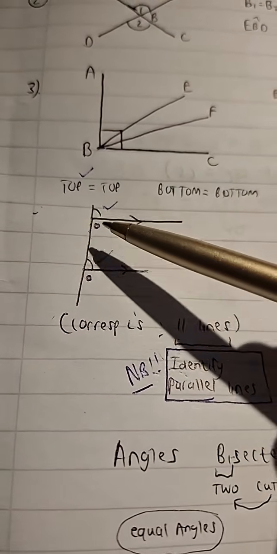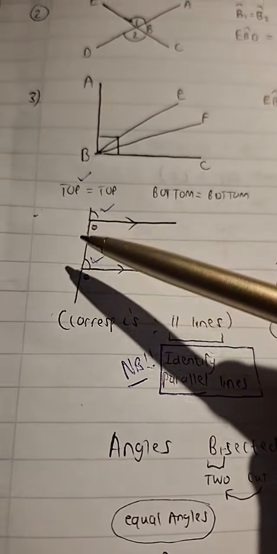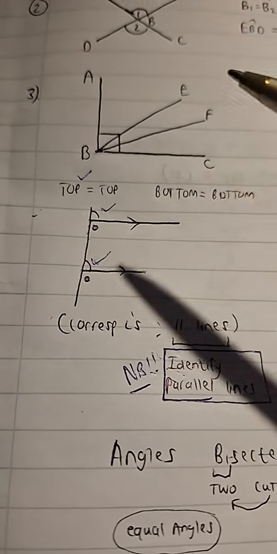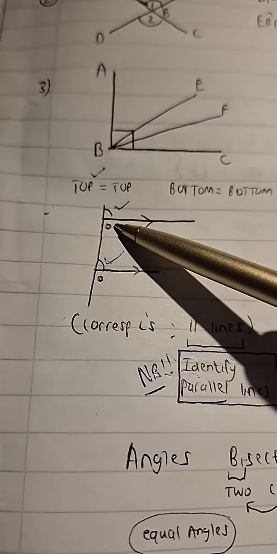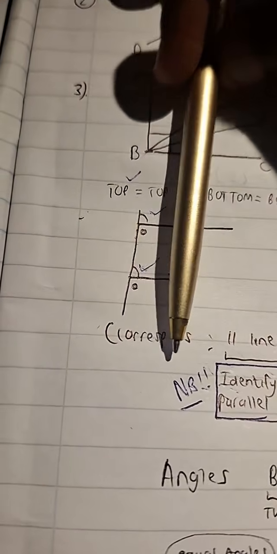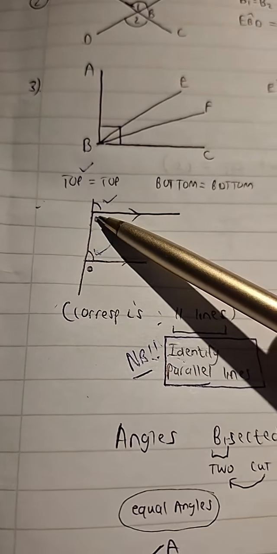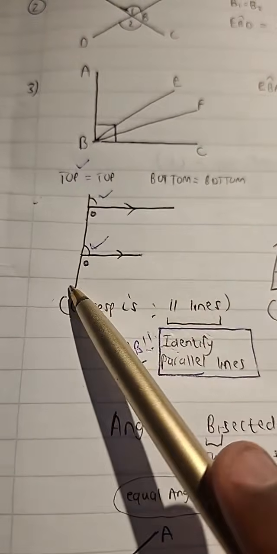What did I say? On top, the angles are equal. Bottom, the angles are equal. Top, bottom, on the same side, guys, of the transversal line. It must be on the same side. The angles are equal. All right? There is your reason, Mr. F shape.